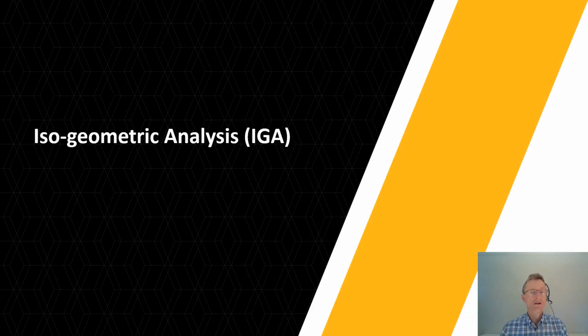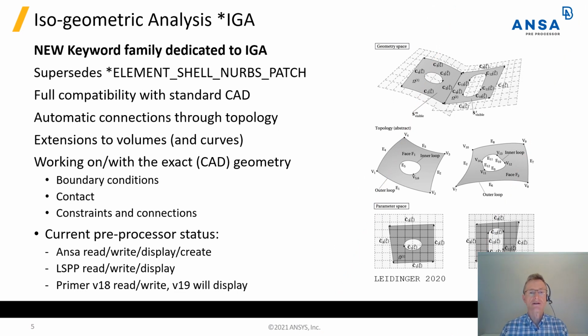We'll start with isogeometric analysis, since this is quite a big area for development at the moment. Isogeometric analysis started with *ELEMENT_SHELL_NURBS_PATCH, but that's now been superseded by the family of keywords beginning with *IGA. And the point of this is that IGA keywords are closer to the way that CAD works, in particular the way the surface geometry is defined. So the LS-DYNA model is working from the same geometry as the CAD. We're not losing geometric accuracy from the meshing. And the new *IGA cards enable better continuity and connectivity of the surfaces.